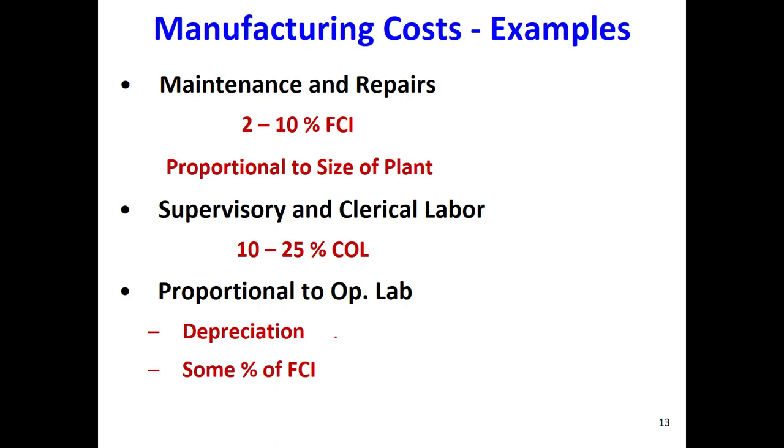Okay, this is one example. We already saw them. For example, maintenance and repair, as I said, is between 2 to 10% of fixed capital investment. If you need a bigger plant, it's up to 10%. So if the size of the plant increases, if your fixed capital investment increases, the maintenance will also increase. Supervisory, as I said, is related to the cost of operating labor. I give you one example: for each 10 workers, you need one supervisor, right? So those are how the costs are related to each other.